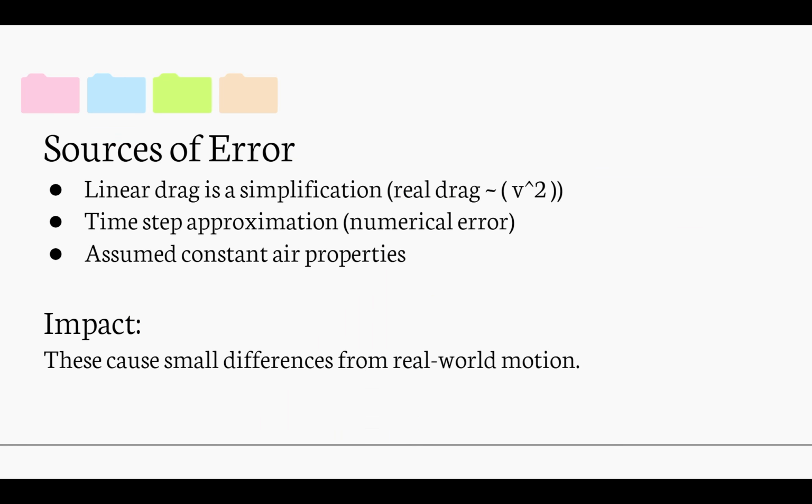Sources of error: linear drag is a simplification. Real drag is roughly proportional to velocity squared. The time step approximation could be a cause of numerical error, and we assumed constant air properties, which is not the case in real life. These cause small differences from real-world motion.